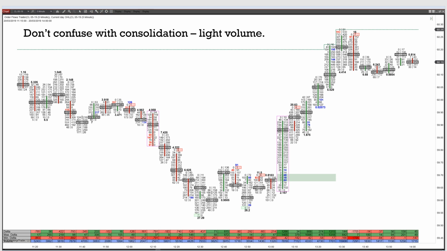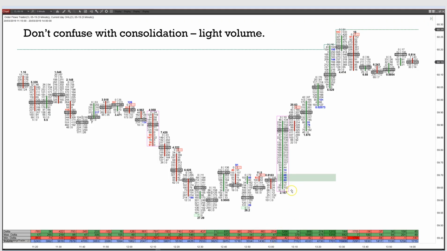Consolidation will happen on light volume, and it's going to happen usually in front of a data release or a speech, or big news that everyone's expecting to hit the market. And you can see here where it's going sideways. You look at this volume, 1,700, 1,400, 1,300, when normally you're pushing several thousand, 2,000, 3,000, 5,000, 4,000, 7,000. Here you're just trading 1,700, 1,400, 1,300.